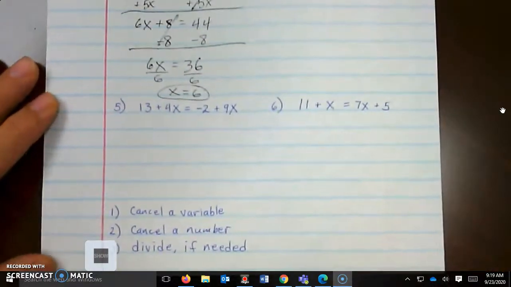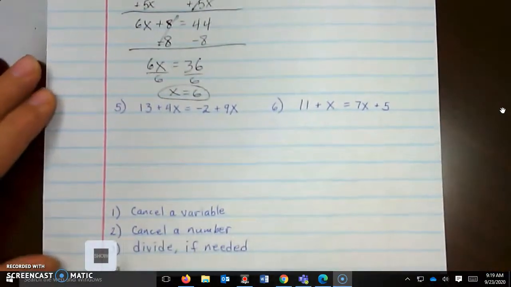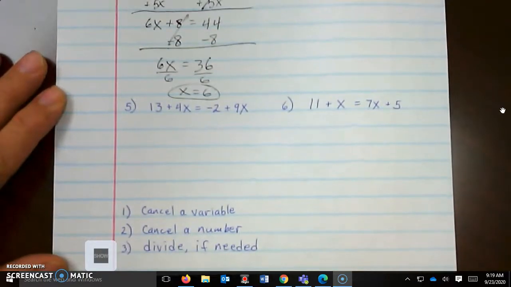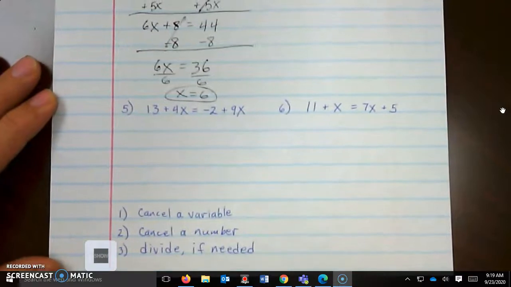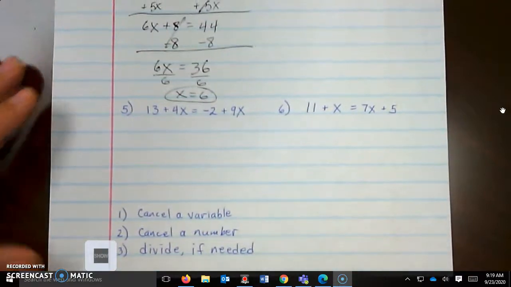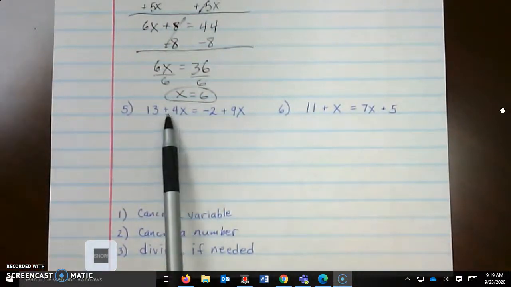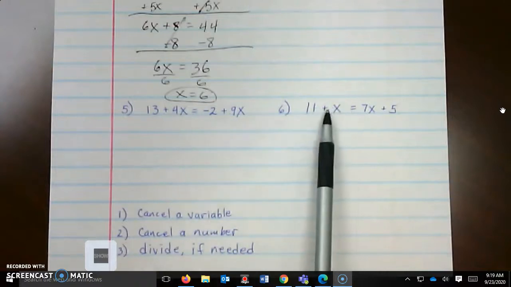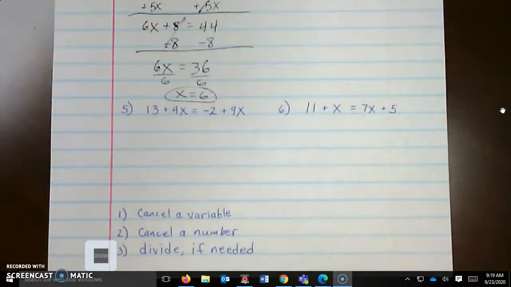And notice I summarize the steps down here. Cancel a variable, cancel a number, and divide if needed. Okay, so on the last one I needed to. So try these two, and I'll give you some good news on the assignment. All of the variables are positive, just like these two. Okay, so there's not a lot of negatives to deal with.